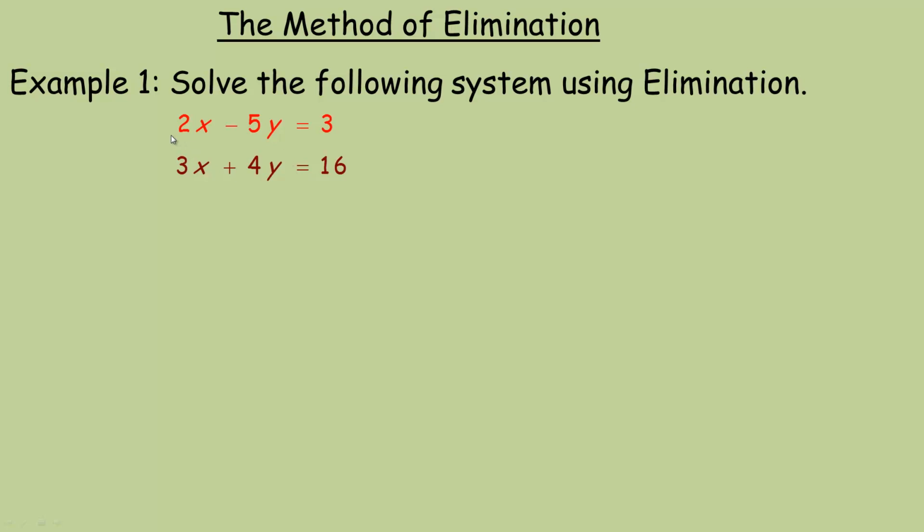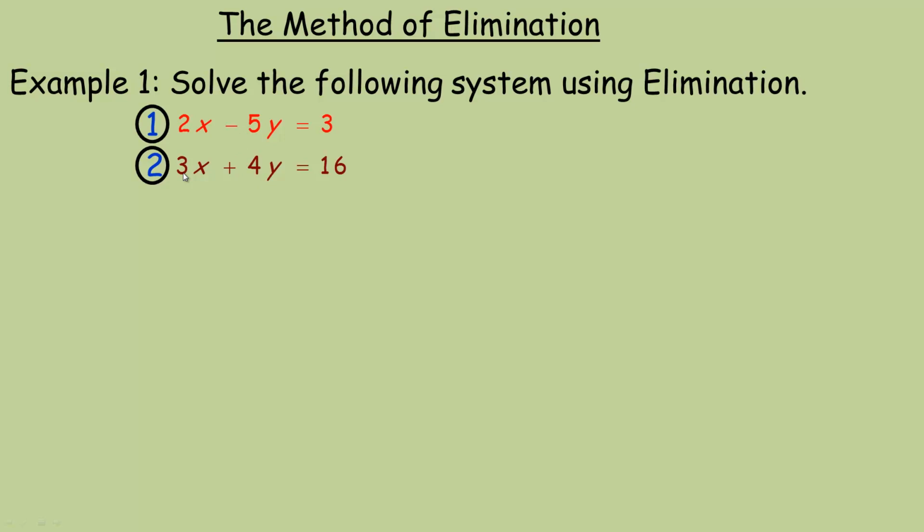So in the first one here, it's a good idea to label them, so I'm going to call this one equation 1, this one equation 2. And I'm going to eliminate x. I could do y. I could do it just as easily. Sometimes one variable is a little bit easier to eliminate than the other, but it often doesn't matter. So I've got 2x and 3x here.